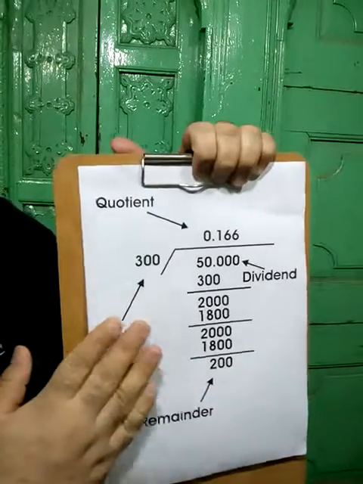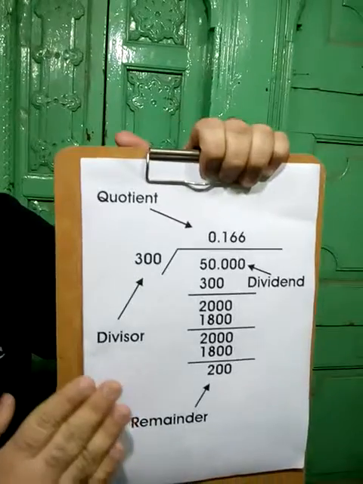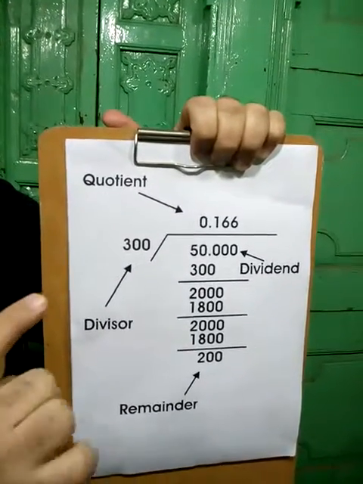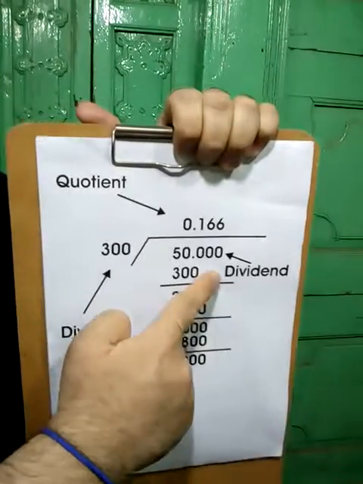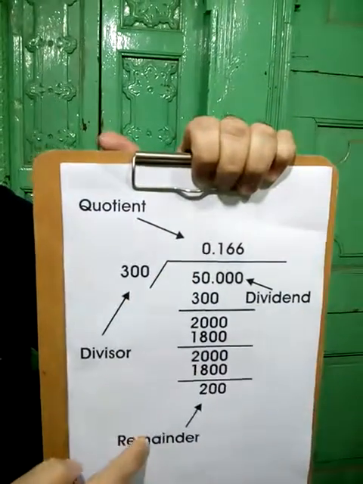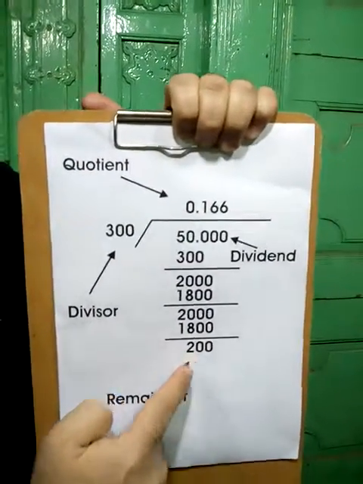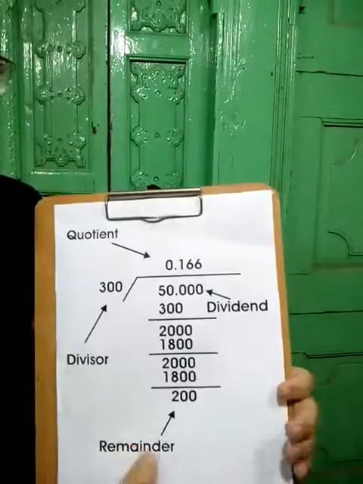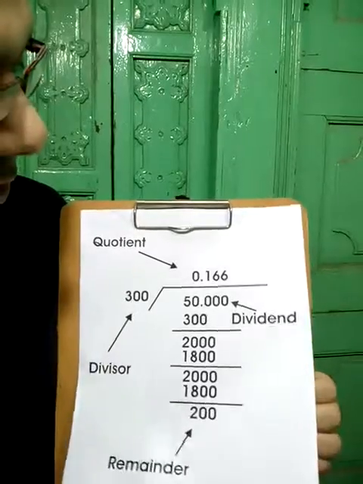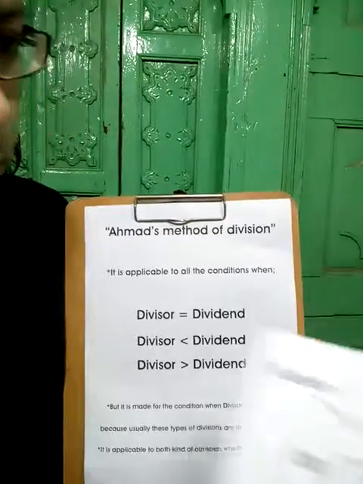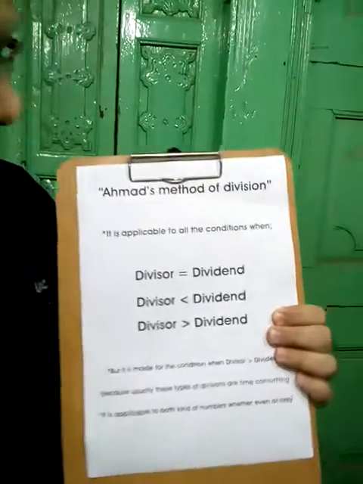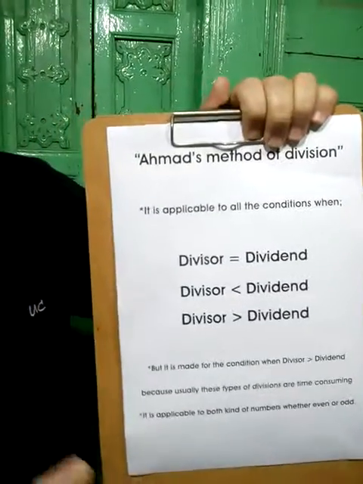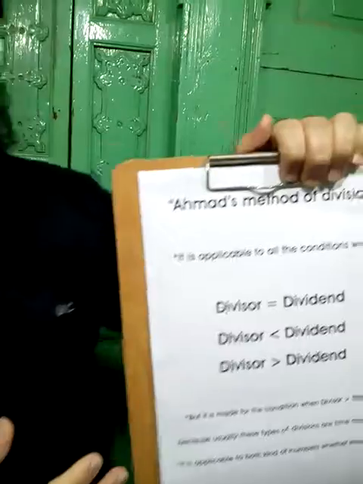Have a good look at this question, because I am going to solve it using my own method of division. See, this is the divisor, this is the dividend, this is the quotient, and this is the remainder. Before going to my method of division, let me tell you the basics and the conditions in my method of division.